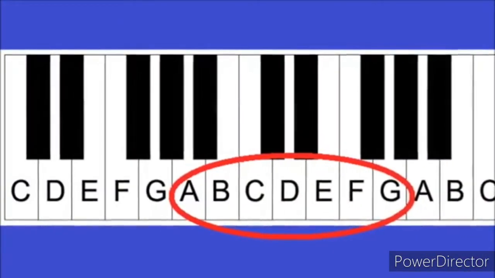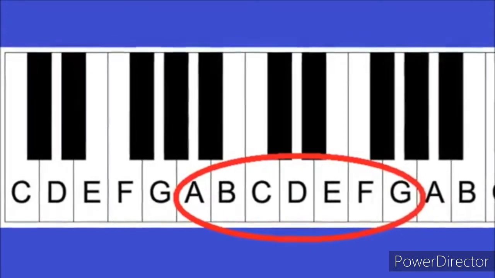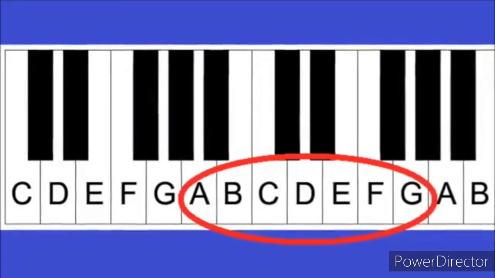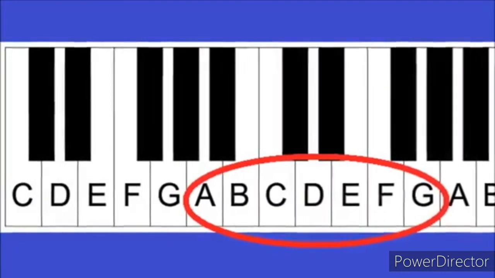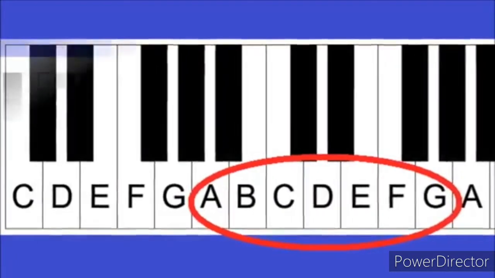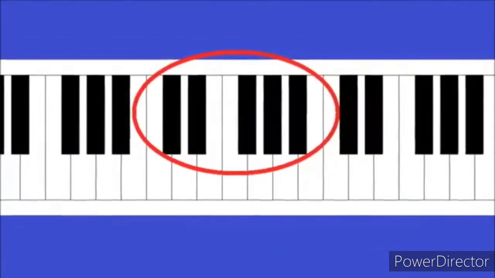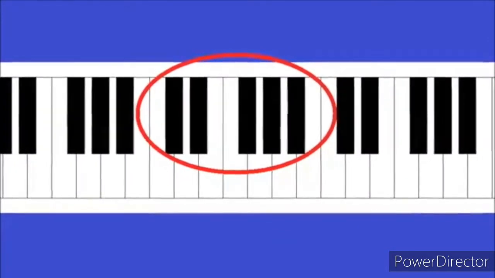A, B, C, D, E, F, G are called natural notes. They are neither sharp nor flat. However, the black keys can be sharp and they can also be flat.